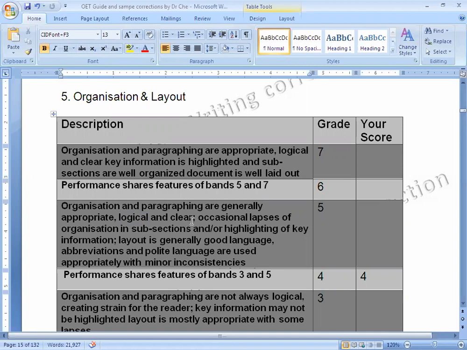Logical and clear. This is what they keep in front of them and they mark your letters. If you don't follow these things, these are very boring to read and to understand. People will not watch these videos, but these are very important. If your organization is not good, if your paragraphing is not good, you are not using logical and clear organization. There are occasional lapses, a little bit is acceptable to get 5. And you are highlighting key information, your layout is good, abbreviations and polite language are used appropriately with minor problems, so you will get a 5 grade.